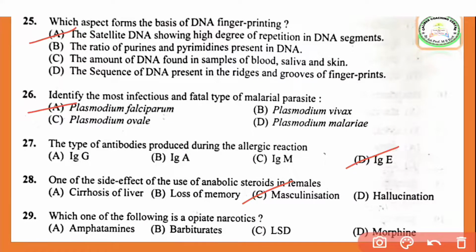Which one of the following is an opiate narcotic? Options are amphetamines, barbiturates, LSD, morphine. And the answer for this question is option D, morphine. This is the correct answer for this question. If you want to take a screenshot, you can take it, guys. Yes. We'll switch on to question number 30.